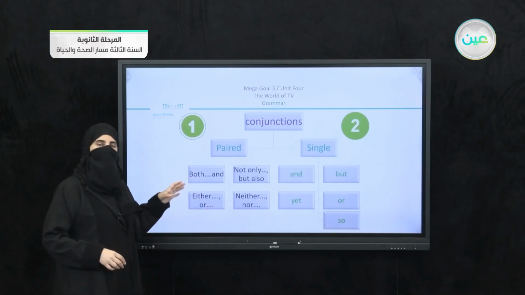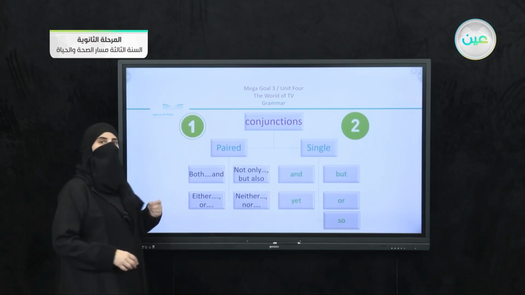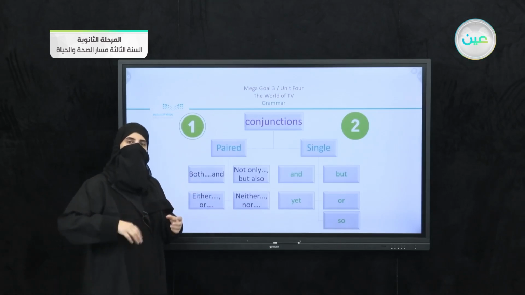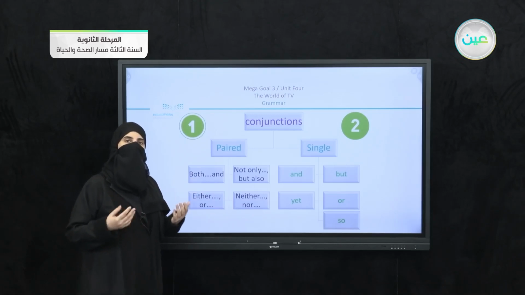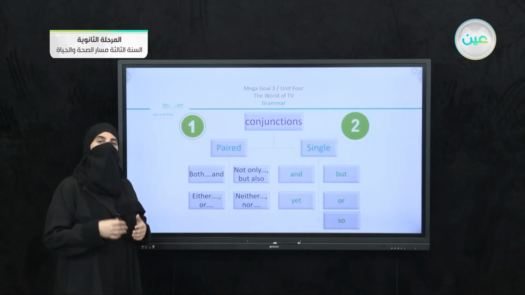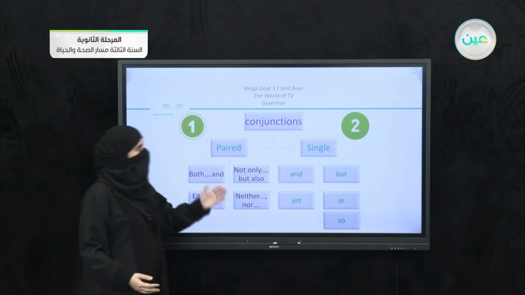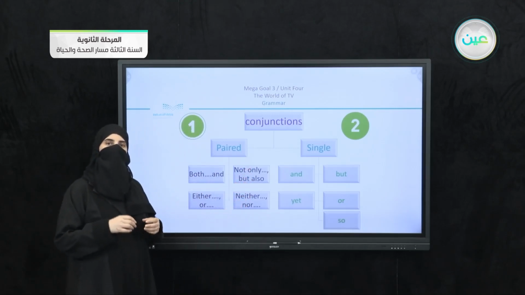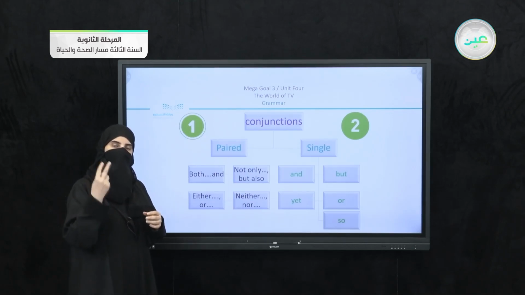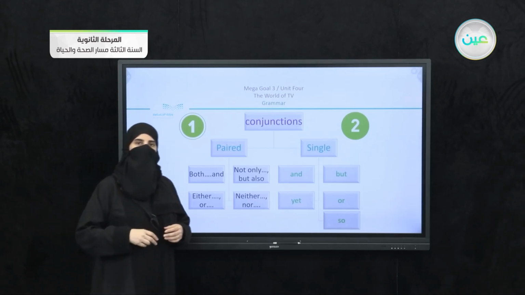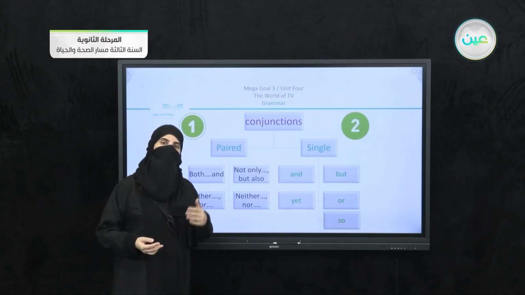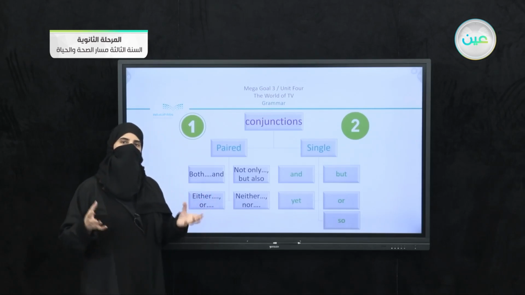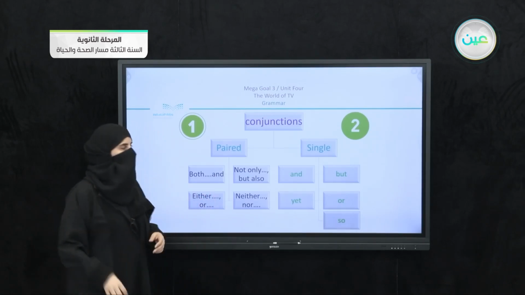Now these paired conjunctions are basically one idea, and they join two nouns, two verbs, or two adjectives together. On the other hand, we have the second part, which is single conjunctions. They are used in the sentence to join two different ideas or two different clauses. One of the clauses is going to be independent and the other one is going to be dependent. So we join them together to give a complete meaning.